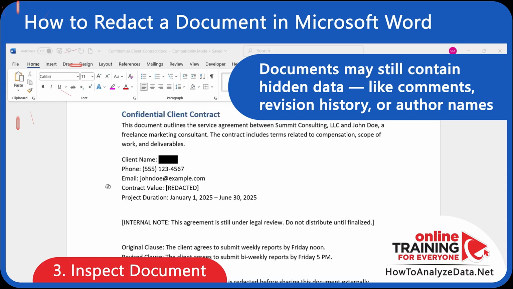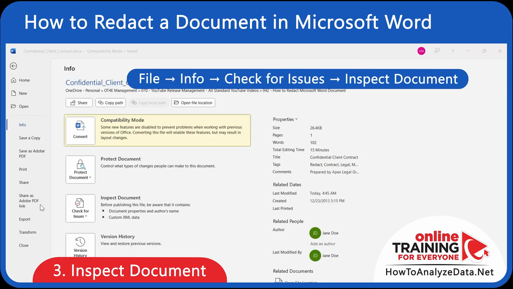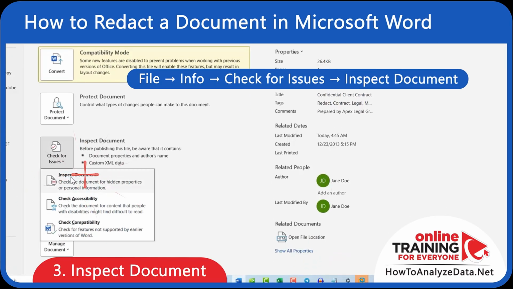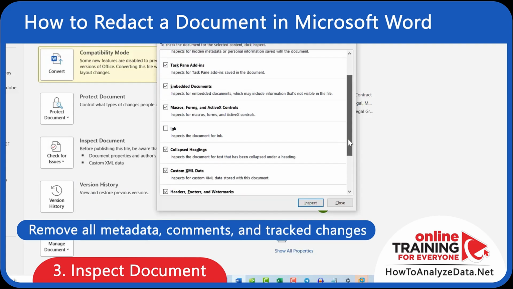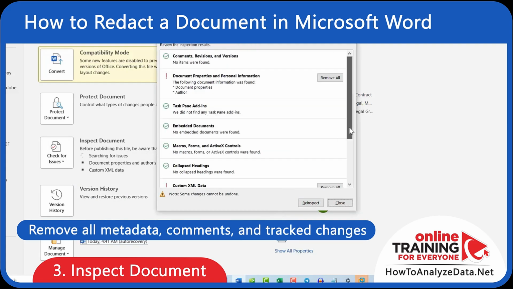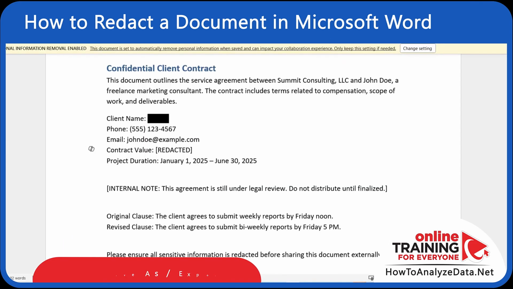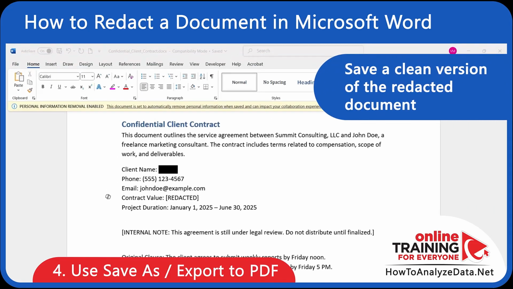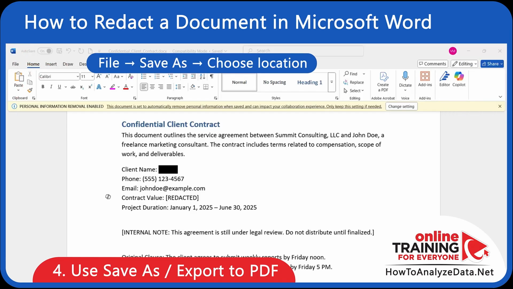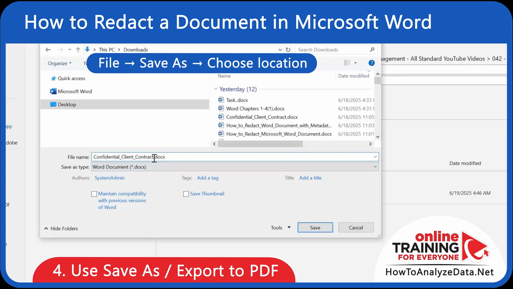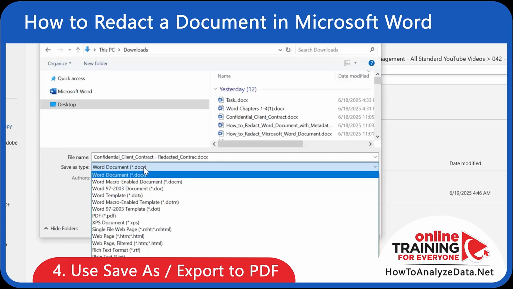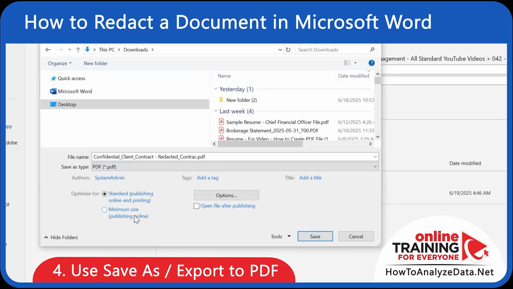Let's clear that too. Let's navigate to File, Info, Check for Issues, and Inspect Document. This allows us to run Document Inspector to remove all metadata, comments, and track changes. And in the last step, let's save a secure copy for distribution, preferably as PDF. We'll use File, Save As, choose Location, and name it the same name as the original document plus "redacted contract".